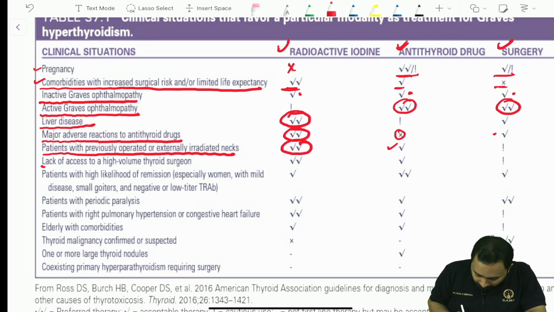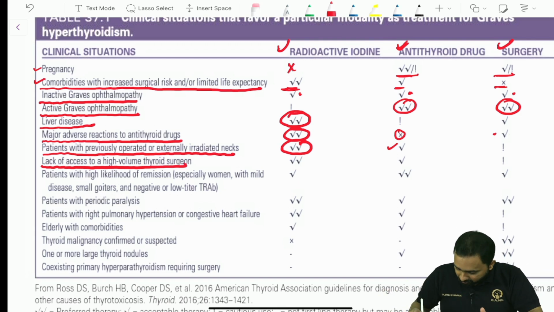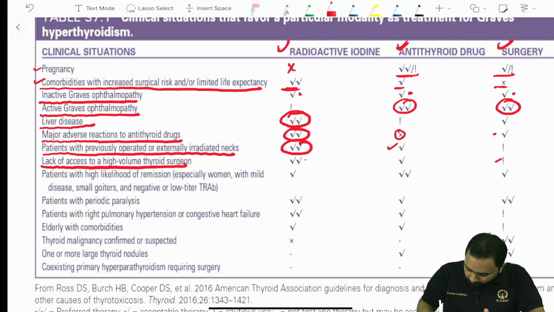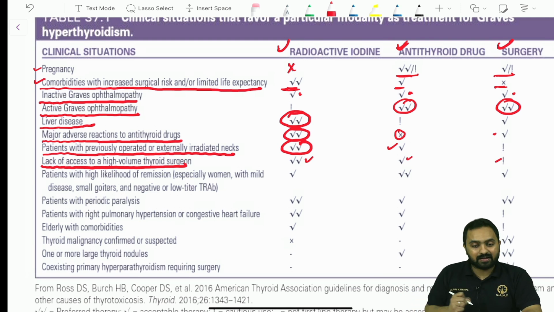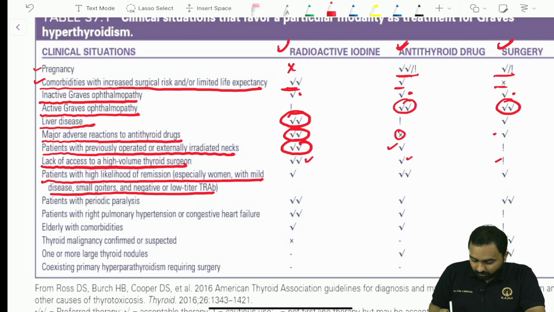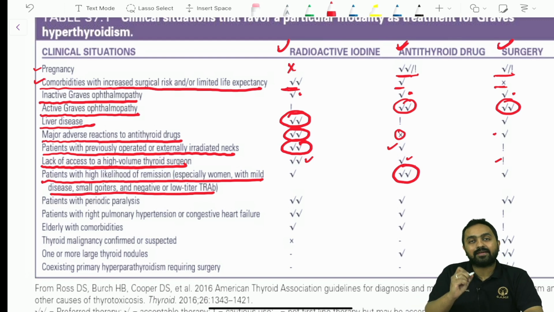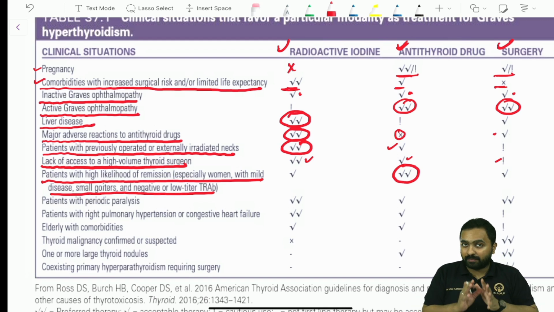Now, if you have a lack of access to a high volume thyroid surgeon, this automatically excludes surgery, right? So you will go for radioactive iodine and antithyroid drugs. Then patients with a high likelihood of remission, especially women with mild disease, small goiters, or negative or low titer thyroid receptor antibody, you will go for antithyroid drugs, which have a better response compared to surgery and radioactive iodine.